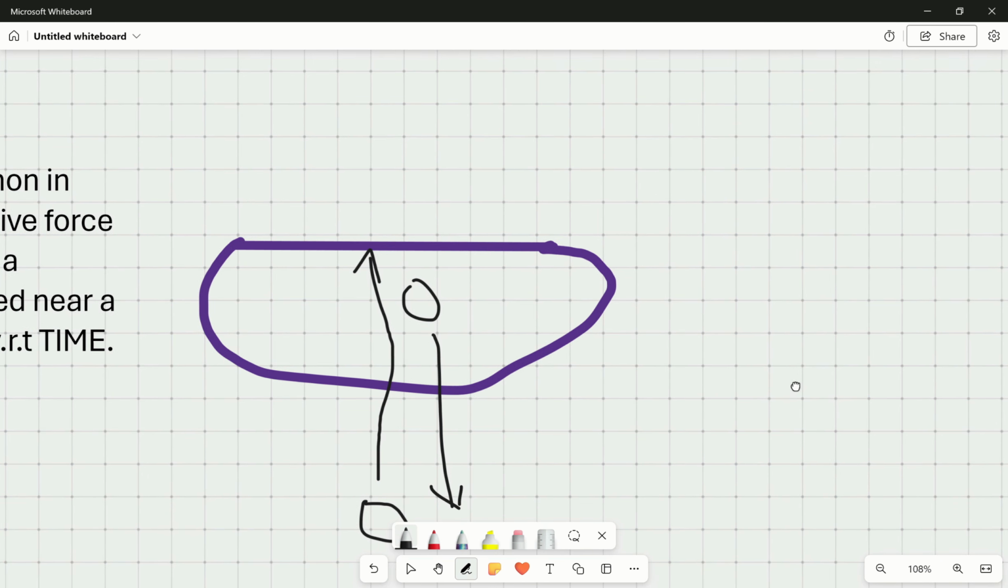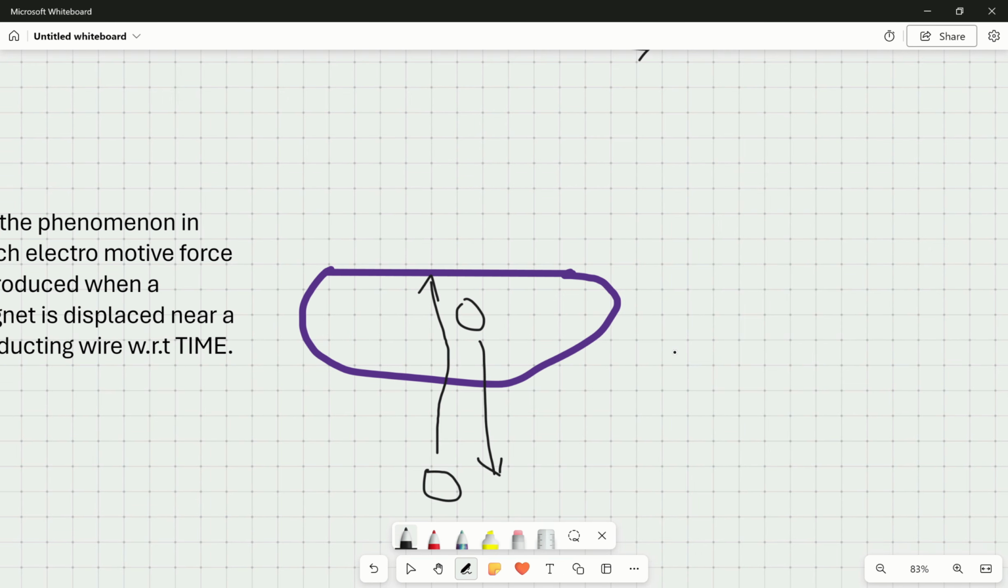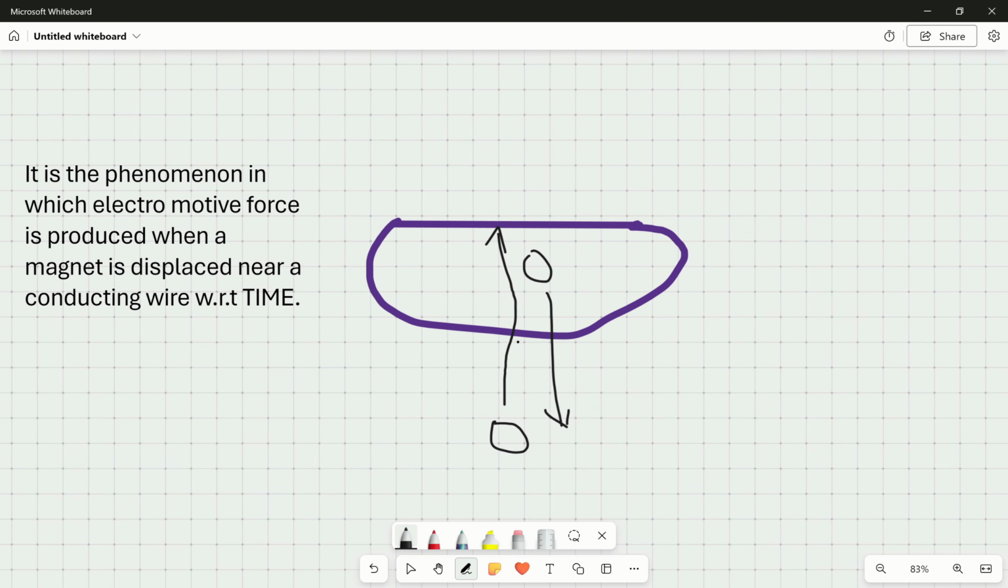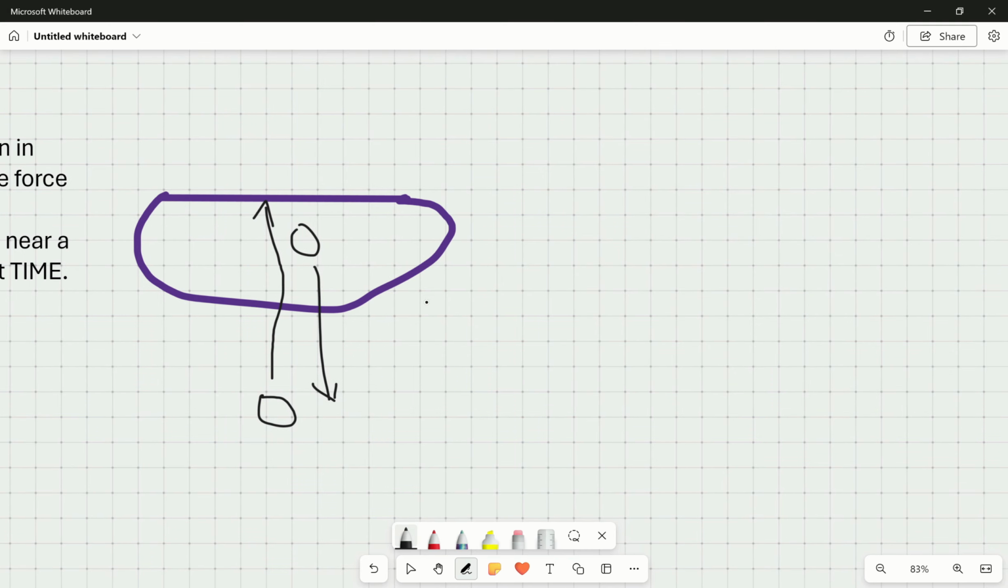So let's recap it. In a circular conducting wire, if a magnet is moved, displaced from one position to another with respect to time, it should move with time, then current will be produced, which is electromotive force and voltage produced in the wire. And here we also have to find out what is the direction of current. So this is called Faraday's law.